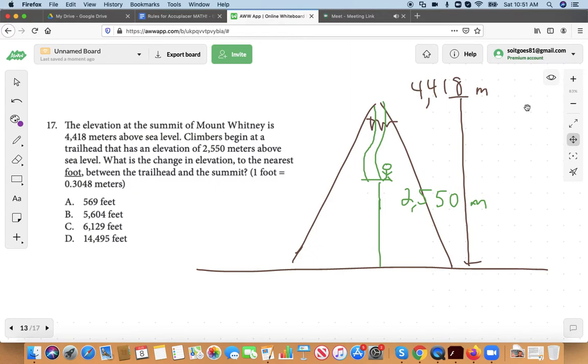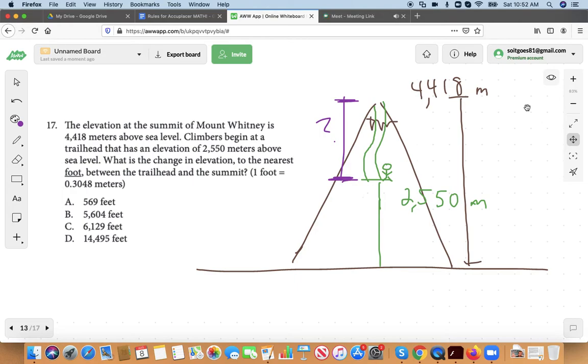Now the question is, what is the change in elevation to the nearest foot between the trailhead and the summit? What are we solving for here? Which part of the picture are we solving for? The guy walking up to the top. Yeah. We're solving for like that length right there. That's the change in elevation from the trailhead to the summit. That's the question. Does that make sense?